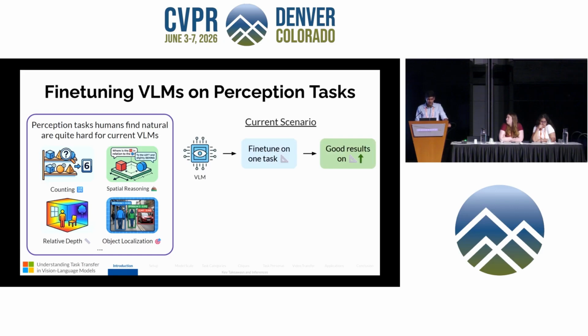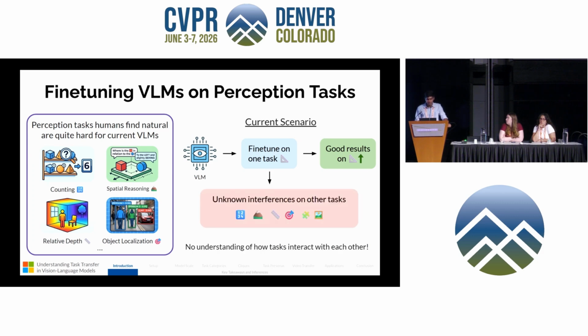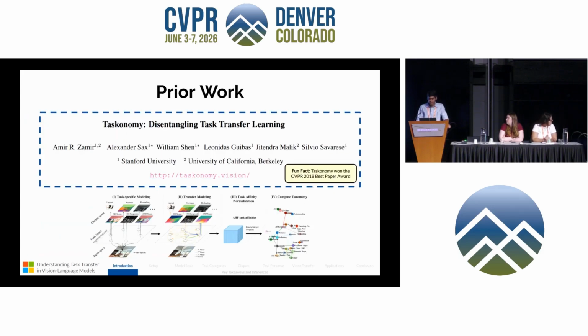In the current paradigm, they're often fine-tuned on one of these tasks, let's say counting, and they get good results on it. But if you fine-tune on counting, what happens to spatial reasoning? What happens to relative depth? There are many unknown interferences on other tasks, and we have no understanding of how these tasks interact with each other. The first paper to study these task relations was back in 2018 in the era of CNNs, called Taskonomy.